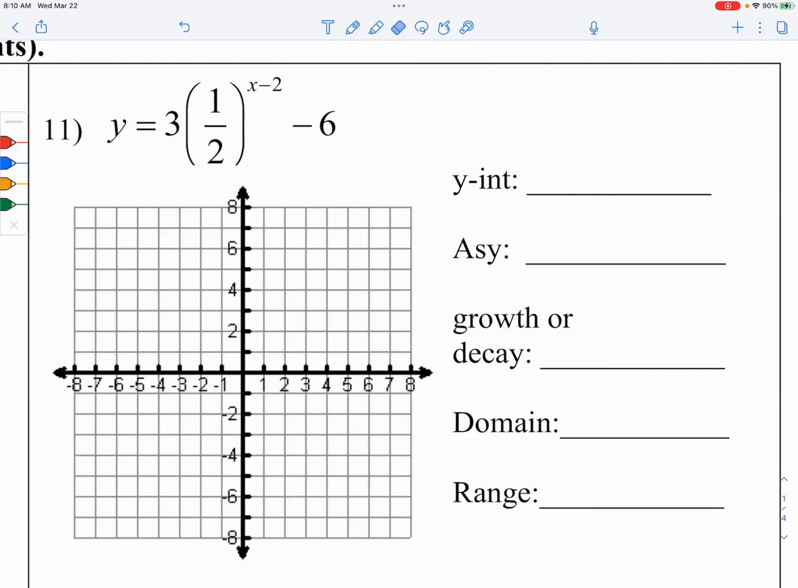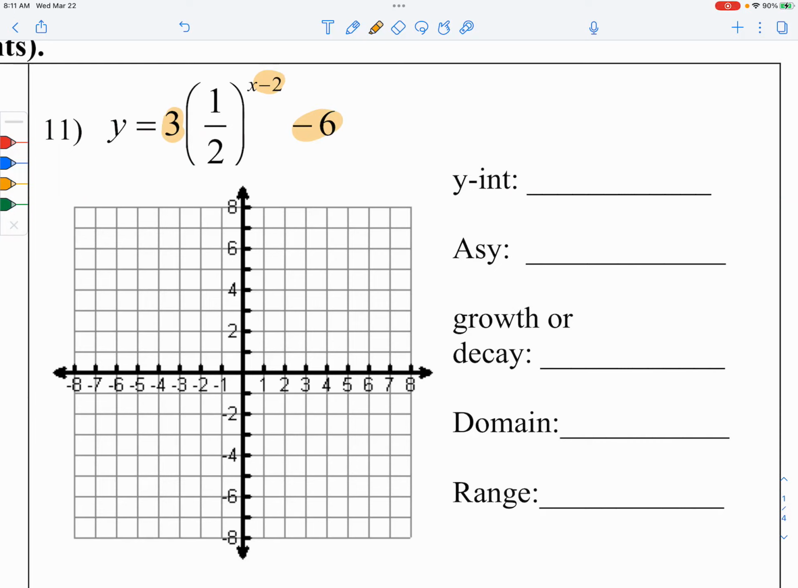For number 11, let's see here. For number 11, we have a fraction as the base of the exponential function. That's a 1/2. We have a few transformations right here. We have a 3 with a -2 with a -6. Okay. All right. So let me ask you this: what's the asymptote in this case?